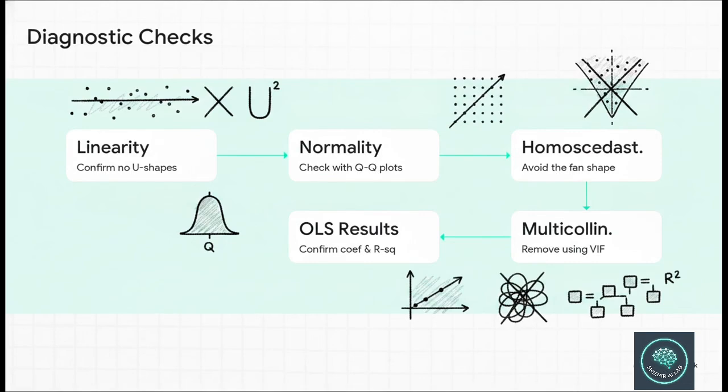Let's quickly cement this whole rigorous process. If you want to master regression diagnostics, here is your definitive checklist. First, confirm linearity to avoid those U-shapes. Second, check normality with your QQ plots. Third, prove homoscedasticity by avoiding the dreaded fan shape. Fourth, remove multicollinearity using the VIF formula. And finally, step 5, read your OLS results to confirm your coefficients and your R². These checks guarantee that a model is actually reliable for real-world predictions.